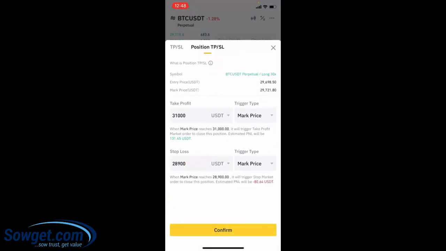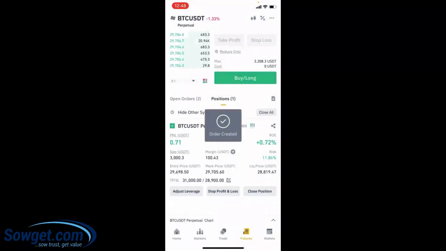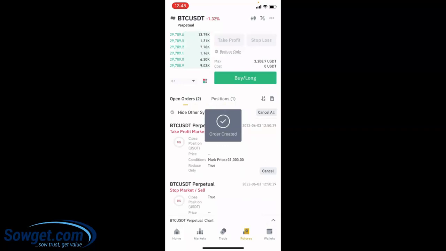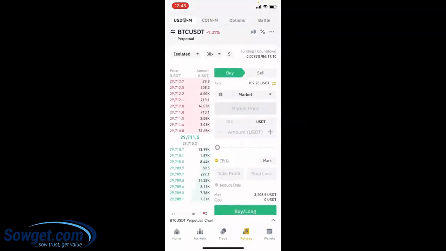$28,900. So you can see right here, if you are making profit, you'll be making 131 USDT. And then if you are losing money, you'll be losing 80 USDT. So if you are okay with this, just tap on confirm. And then if you go to open order, you see that you have your take profit and stop loss right here.